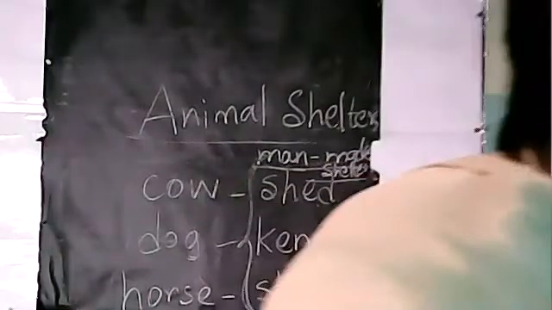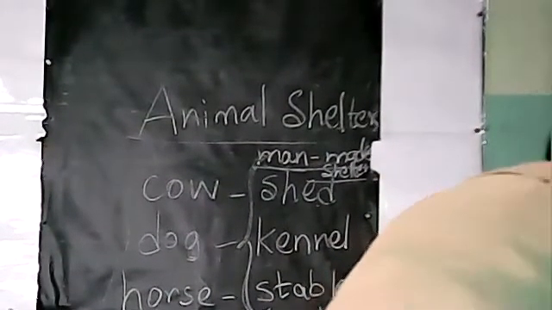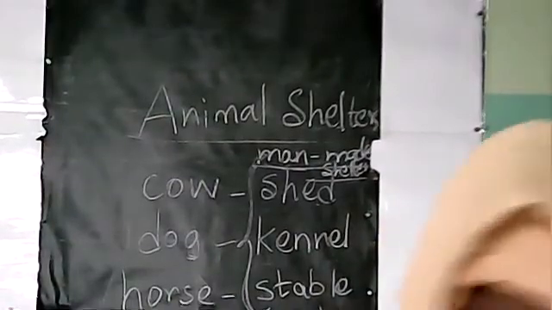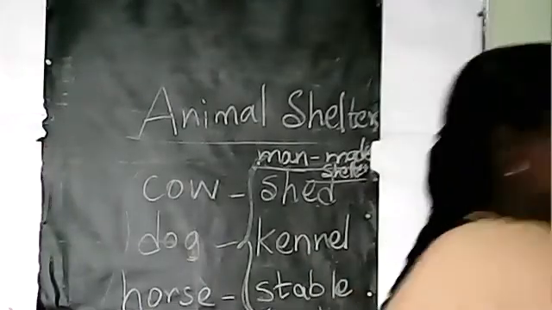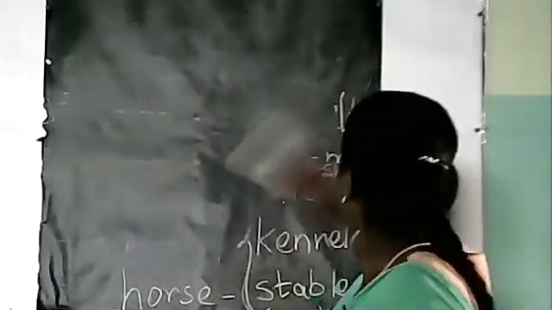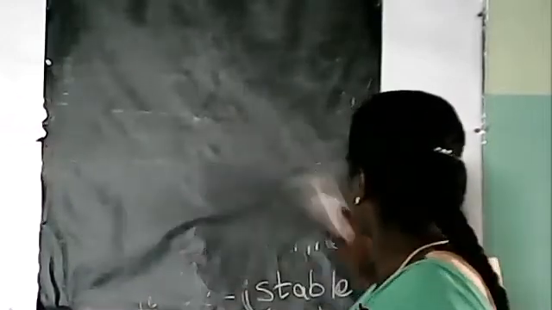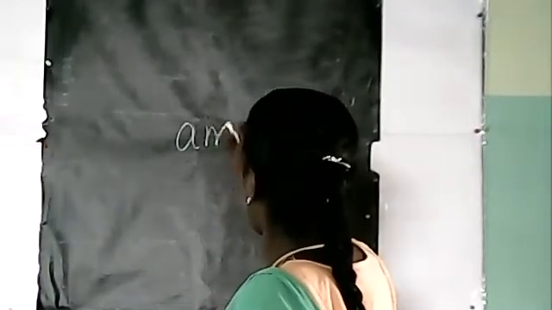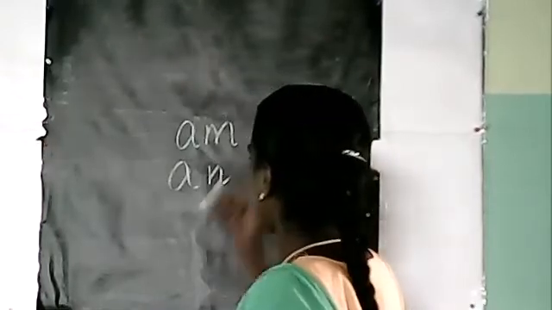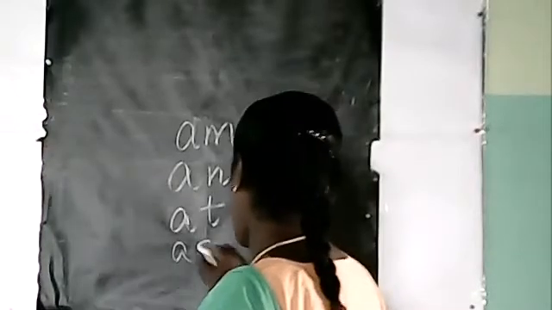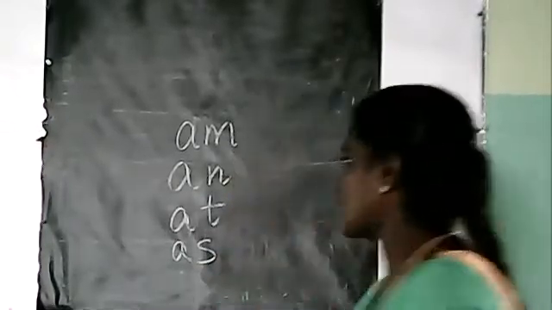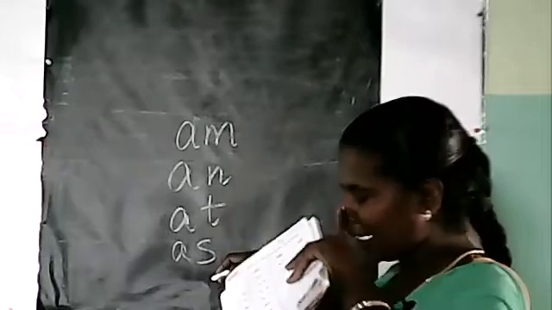Okay. So now, what are the two-letter words we learned last week? Do you remember the two-letter words that we learned last week? Yes. Am, an, at, then as, as. So these are all the two-letter words we learned last week.